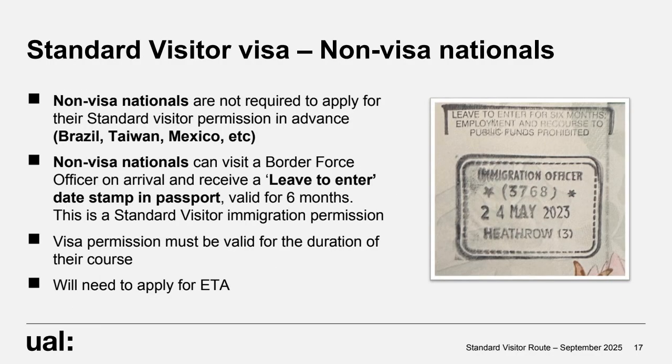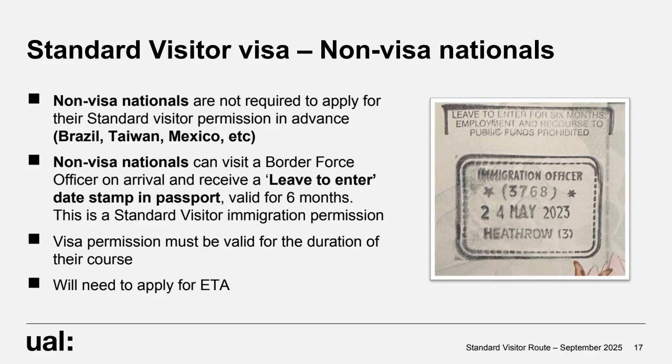All right, and our second type of standard visitor is our non-visa nationals. These are people from countries such as Brazil, Mexico, Taiwan, etc. Non-visa nationals are a little bit different. They can enter the UK without having to apply for a standard visitor vignette. They can visit a border force officer upon arrival and they will receive a leave to enter stamp in their passport. So a stamp that looks like this.